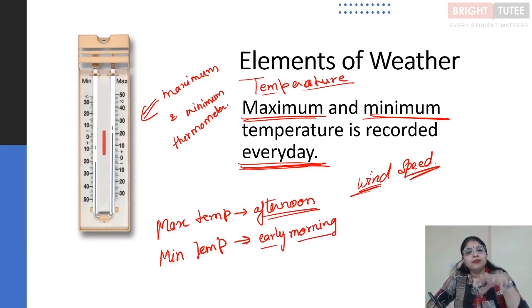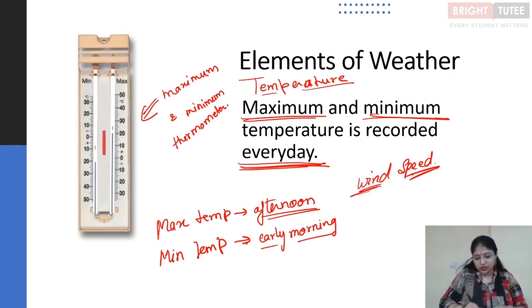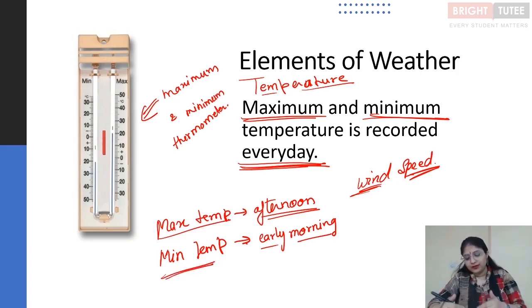So that time we measure the minimum temperature because that is the coolest part of the day, right? So in this way we measure the maximum temperature and we measure the minimum temperature. It is important to capture both of these temperatures because this shows what is the range in which the temperature might dip and might spike up.